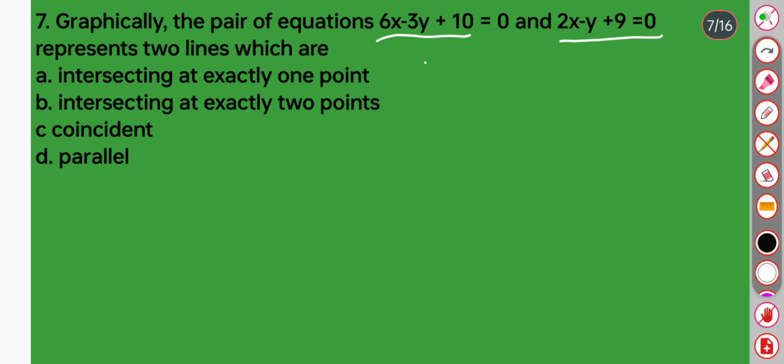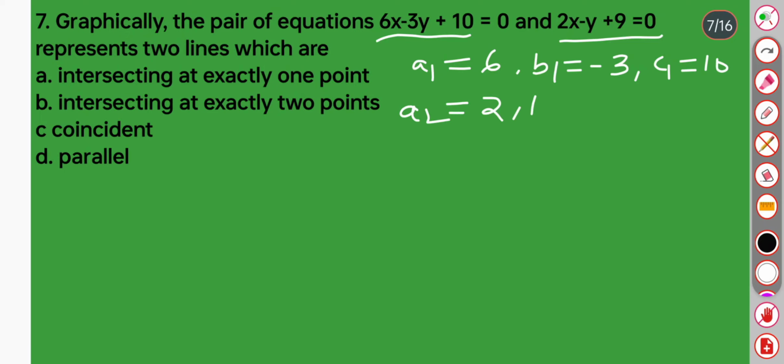So just the value, if you compare here, a1 value is how much? A1 value is 6, b1 value is -3, and c1 value is 10. Similarly, if I compare, a2 value is 2, b2 value is -1, c2 value is 9. Now just compare one by one.